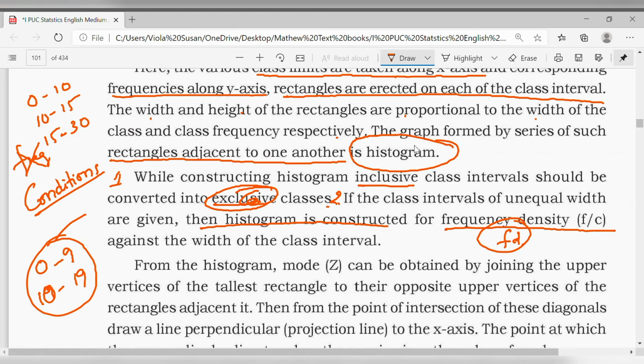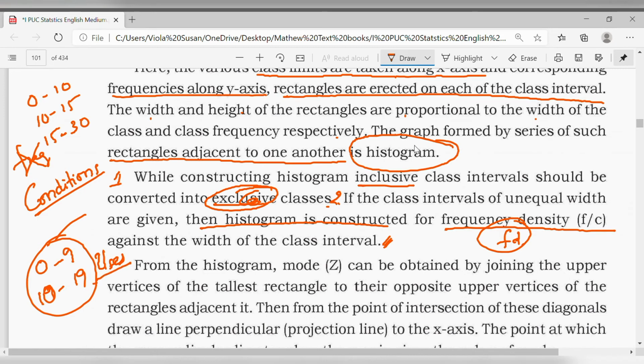Number one, while constructing a histogram, inclusive class intervals should be converted into exclusive classes, and if the class intervals are of unequal width, then the histogram is constructed for frequency density. Students, when you come across these two things in the data given, it will be easy for you to follow. So keep it in mind.